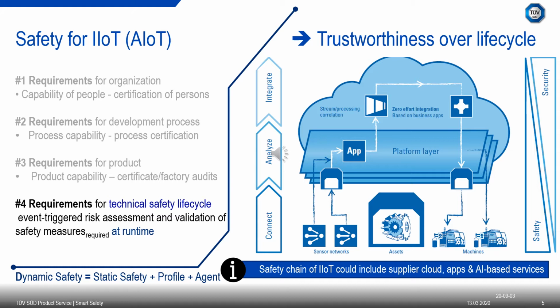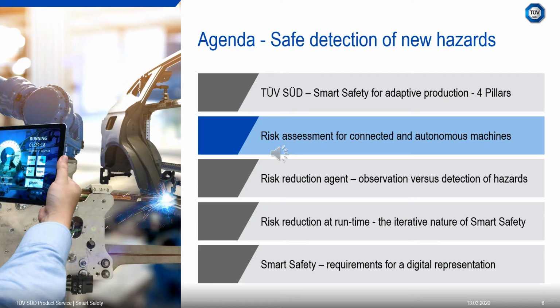We at TÜV Süd have introduced what we call the fourth pillar for safety: required event-triggered actions during the technical lifecycle. This allows us to enable concepts like plug and produce, and dynamic or condition-based safety releases and safety measures under consideration of environmental conditions and the state of the factory, the recipe, the machine, and the people at this moment in time. Now we have to jump a little deeper into the risk assessment.